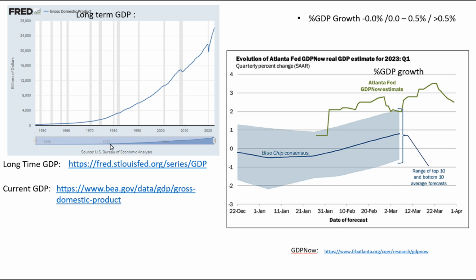Now, it's interesting to look at the long-term GDP growth. Now, this for me is actually the most frightening of all the data points in this video, because this to me looks like an exponential growth trend.